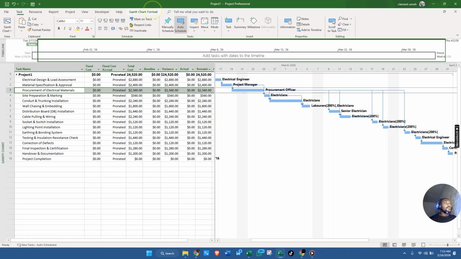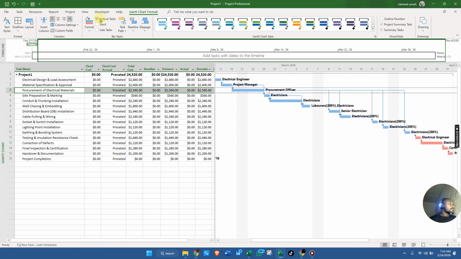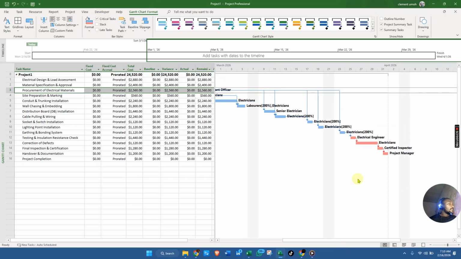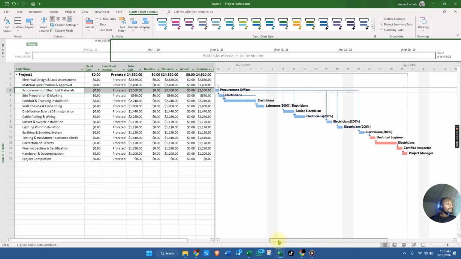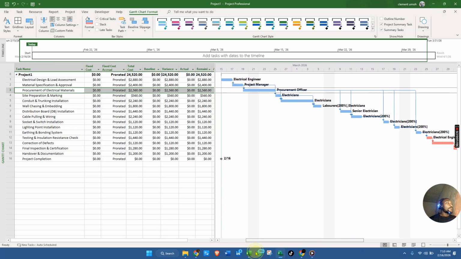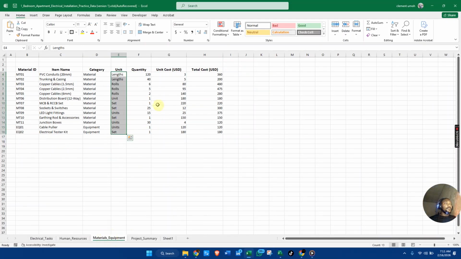So let me look at my critical parts again. These guys are critical parts. I'm just showing you in red. Okay, let's ignore it for now. All right, so let's assign our different equipment. Don't forget that this particular implement material is very, very important.